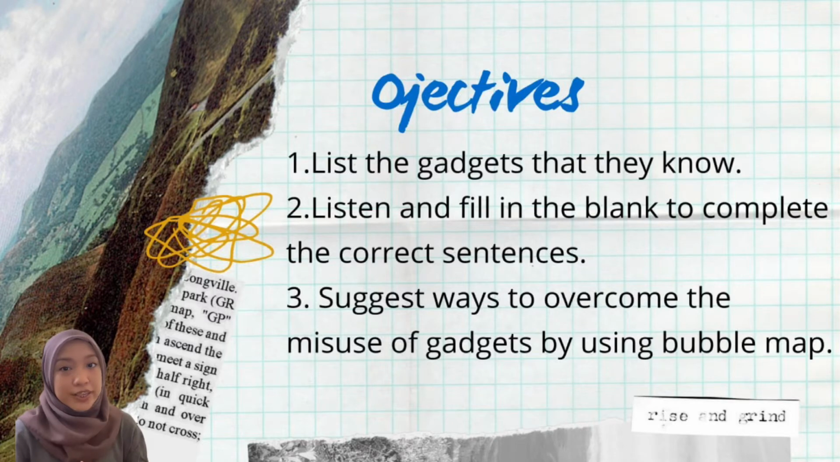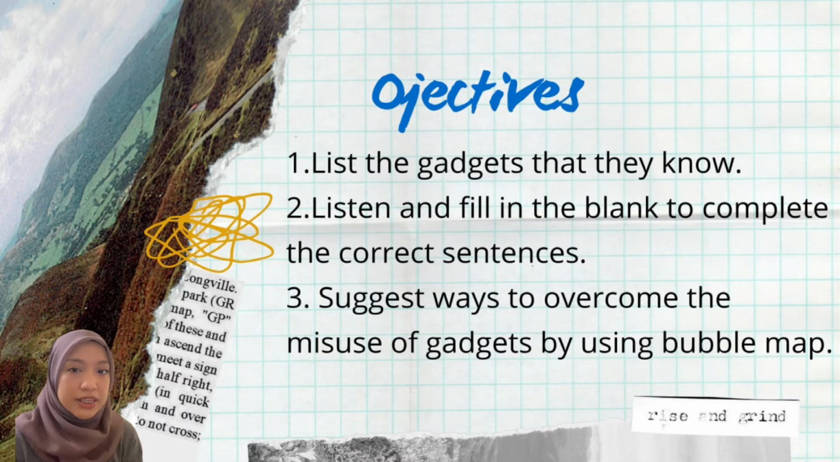Stay tuned! Okay, my fellow students, like usual, before we start our learning, I need all of you to look at these objectives that we need to achieve for today's lesson. For the first one, I want all of you to list the gadgets that you know. This is for pre-lesson. The second objective is I want all of you to listen to an audio and then fill in the blank with the correct answer to complete the sentences. This one is for class activity. The third one is suggesting ways to overcome the misuse of gadgets by using bubble map. Later, I will teach you how to use bubble map.